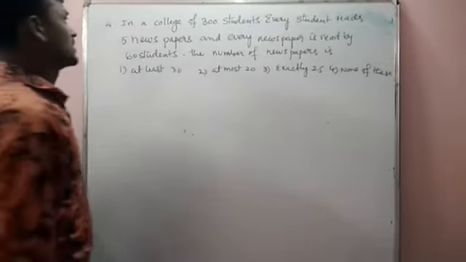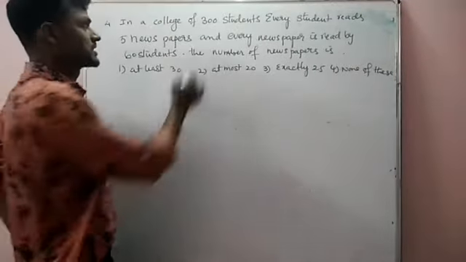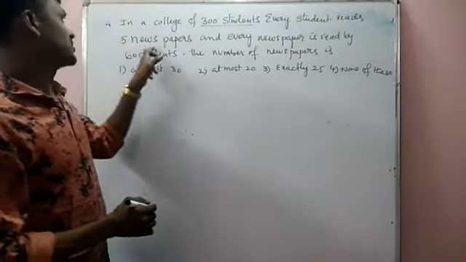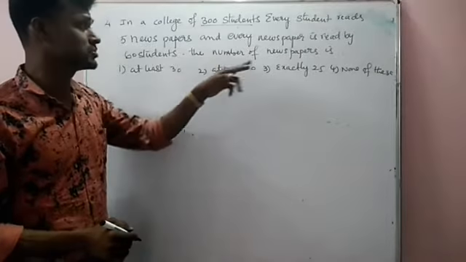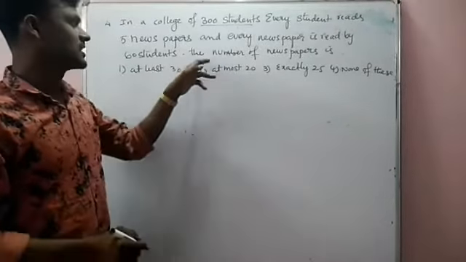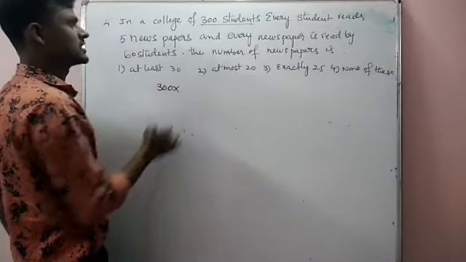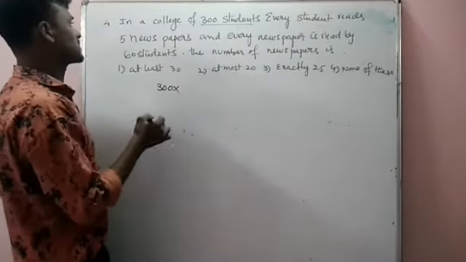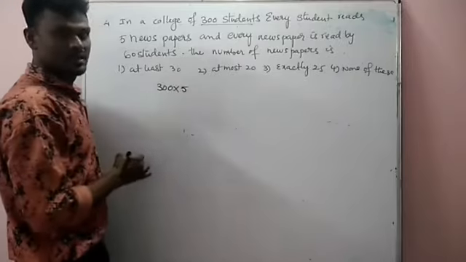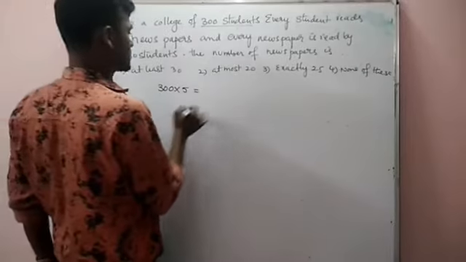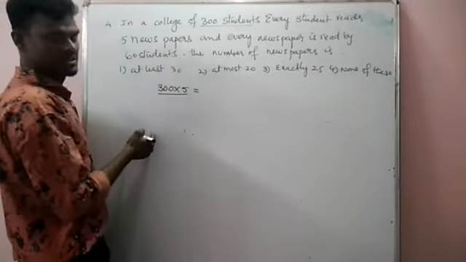Next question: in a college of total 300 students, every student reads 5 newspapers and every newspaper is read by 60 students. The number of newspapers is what? Here total 300 students, and every student reads 5 newspapers.